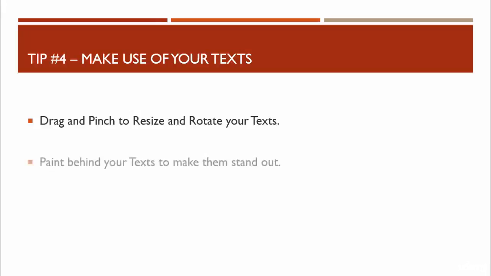Then we have tip number 4, which is making use of your texts. A lot of people I see don't make use of text when they are using Instagram. Though it can send a very powerful message, it can be a very good call to action, it can actually even tell a story. So what you can do to be more effective when you are using texts is to drag and pinch to resize and rotate your text, so you can do everything from dragging and pinching. You don't have to do anything else.